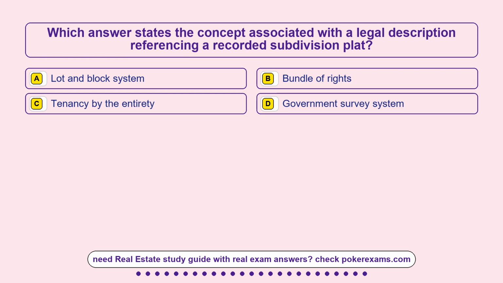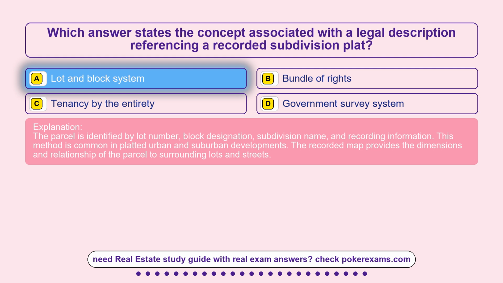Question 11. Which answer states the concept associated with a legal description referencing a recorded subdivision plat? Option A, lot and block system. Option B, bundle of rights. Option C, tenancy by the entirety. Option D, government survey system. The correct answer is option A, lot and block system.